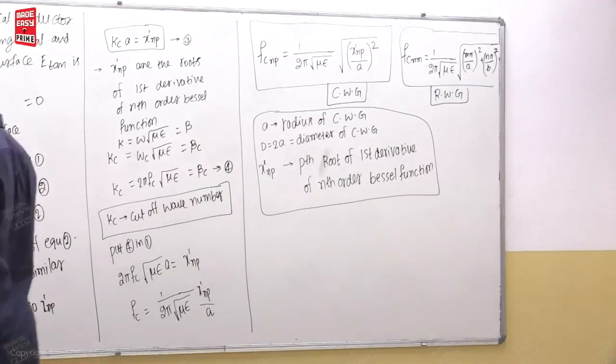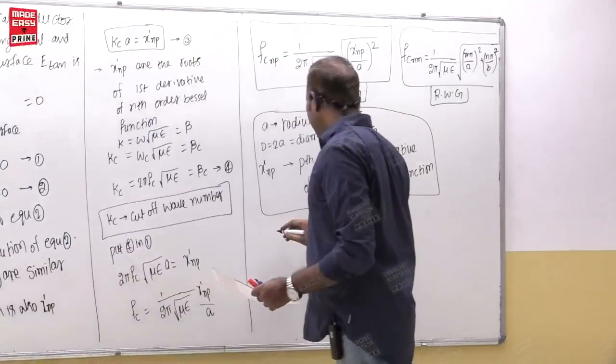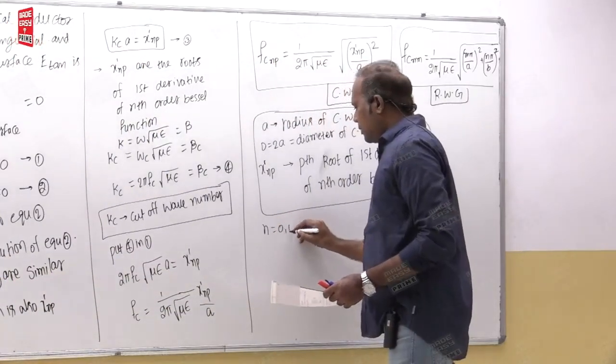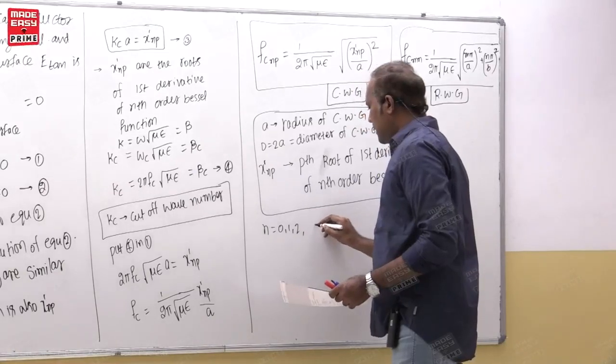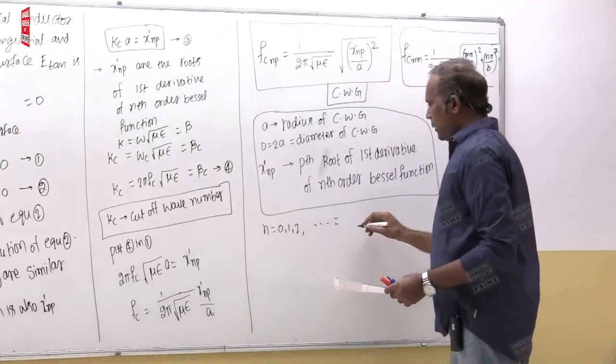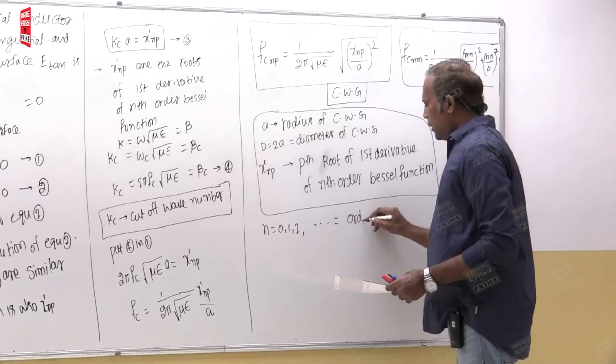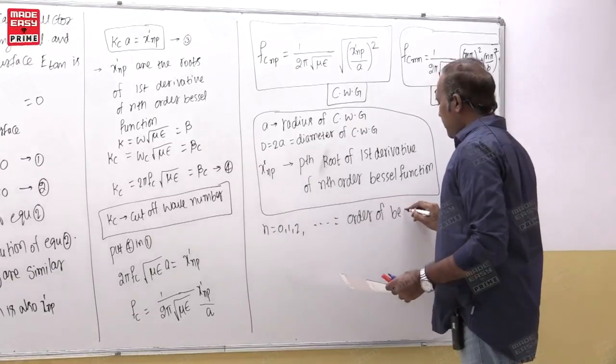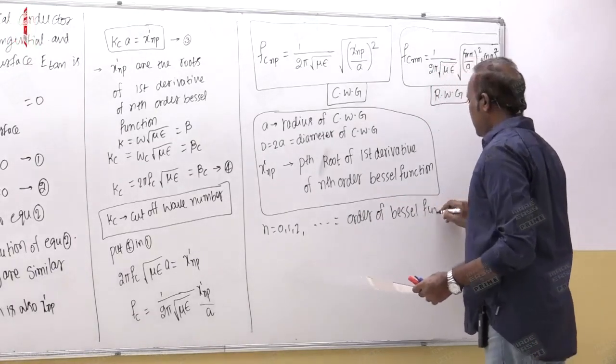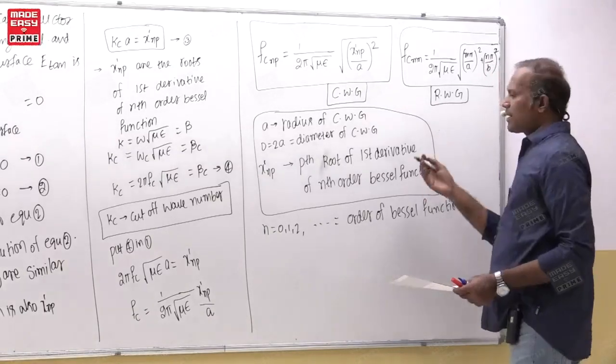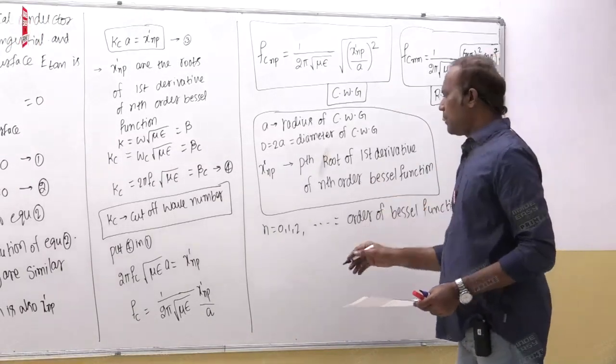Anyway, here I will write this also. n is equal to 0, 1, 2, and so on. It is an integer. This is the order of the Bessel function. Anyway, you study these Bessel functions in communication, those things only.